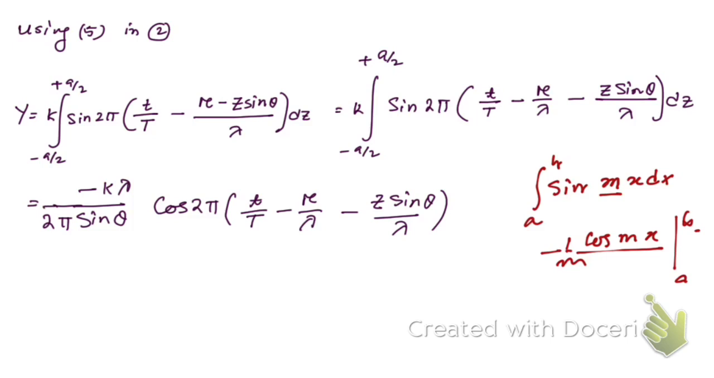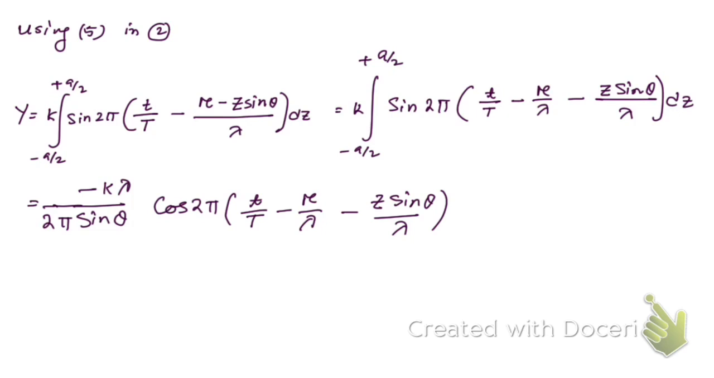Because you see, suppose when you have a constant with this x, sine of m of x, then integration of sine of m of x is minus cos of mx divided by m, right? Similarly, same thing we have done, 2 pi sine theta by lambda should be considered as m in this case. So hope you have understood this.